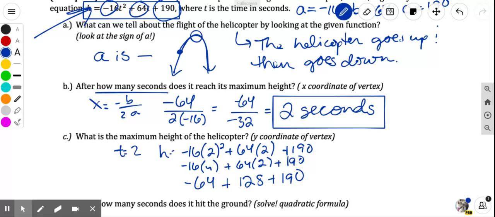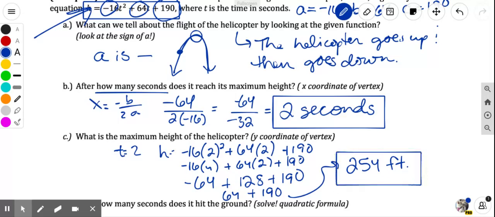So now again, I'm going to go from left to right. Negative 64 plus 128 is positive 64. Plus 190 would be 254. So this would be the maximum height. So after 2 seconds, it reaches its maximum height of 254 feet.